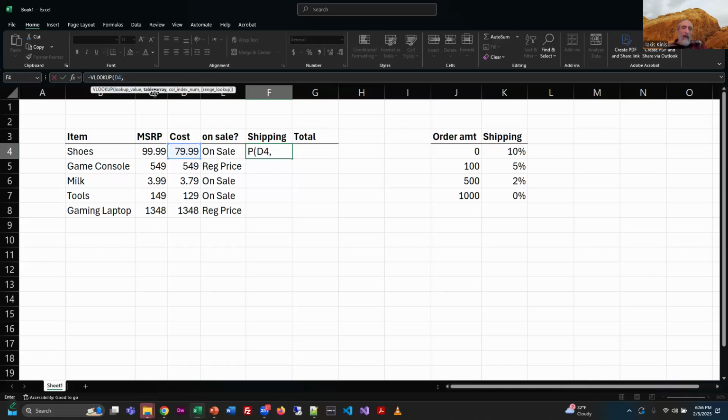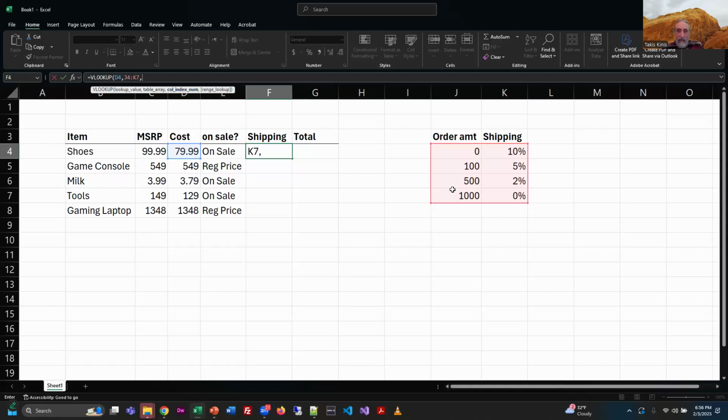All right. Then notice how the highlight changes here. I'm going to look up the table array where I might find the information to look it up. Okay. So what I'm going to enter here is this whole range of values. Notice I'm selecting both columns because I need to look at the dollar amount range, and I also need to look at the shipping cost percentage. Okay.